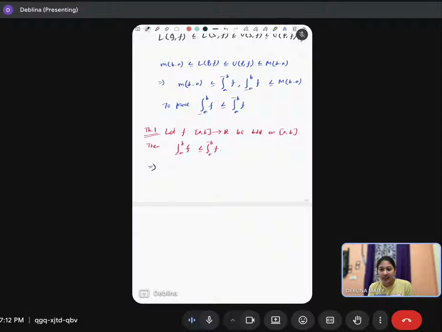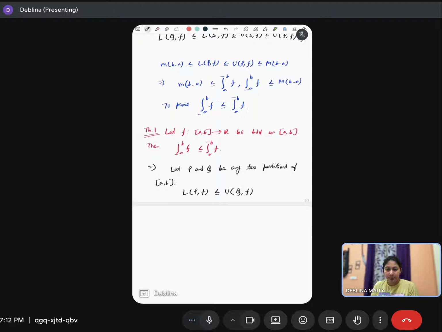So first we will take any two partitions of [a, b]. So let P and Q be any two partitions of this [a, b]. Okay. Then by the above result, what we have? We have L(P, f) is less than or equal to U(Q, f).